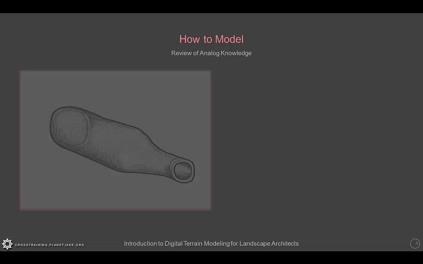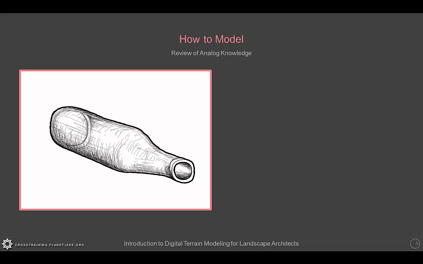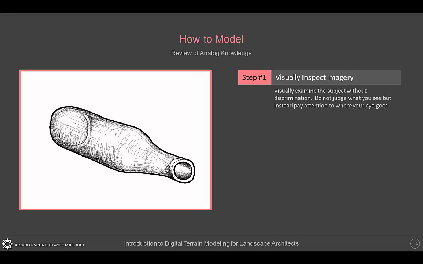So the very first step, for example, if we take a look at our object here, involves visually inspecting our object, visually inspecting imagery, or visually inspecting the subject. So in this case, this is the subject. And as you visually examine the subject, you want to do this without being discriminate. So we're not going to really care too much that it's a bottle and that maybe it wasn't very nicely sketched. It was actually sketched on a tablet. So we're not going to worry too much about that. We're just going to look at it without being discriminate about it, and we're going to pay attention to how our eye moves across this visual.